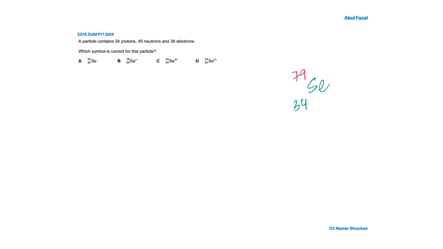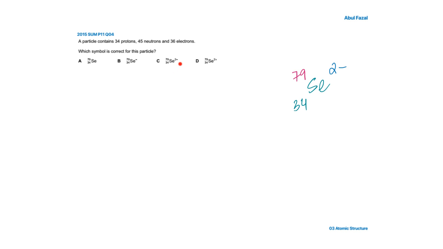So that's 2 more electrons. It has 2 more electrons than protons, which should give it a negative charge. So it has a 2 minus charge. Let's confirm everything. 36 electrons to 34 protons, that's 2 more. The sum of protons and neutrons is 79, and 34 protons.